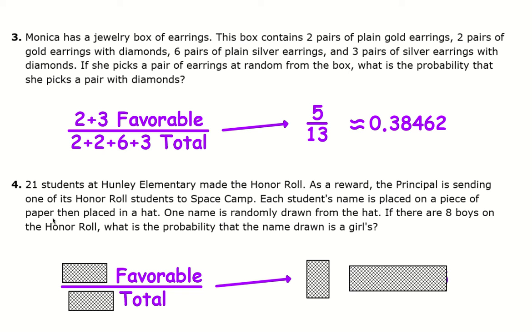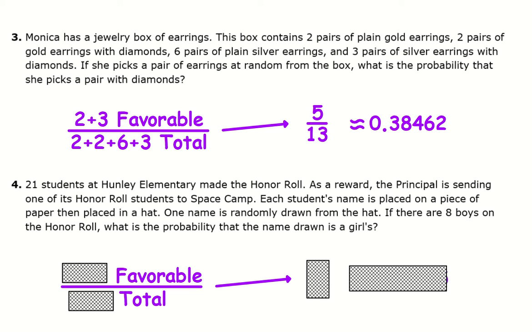Number 4, 21 students at Hunley Elementary made the honor roll. Good for them. As a reward, the principal is sending one of its honor roll students to space camp. Each student's name is placed on a piece of paper and then placed in a hat. One name is randomly drawn from the hat. If there are 8 boys on the honor roll, what is the probability that the name drawn is a girl's?